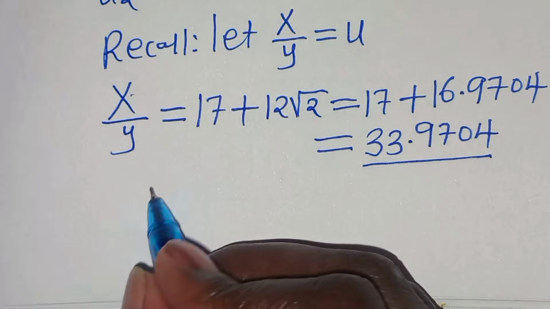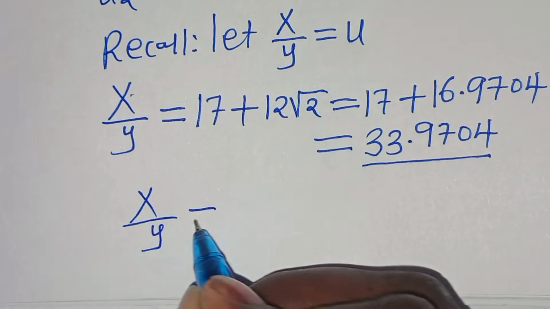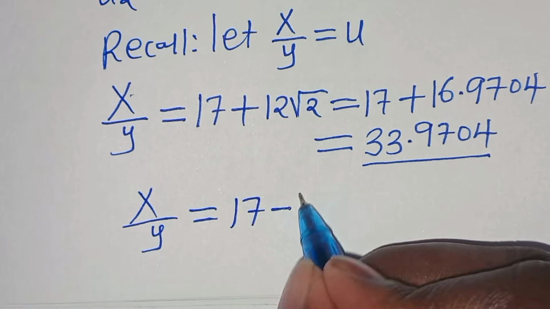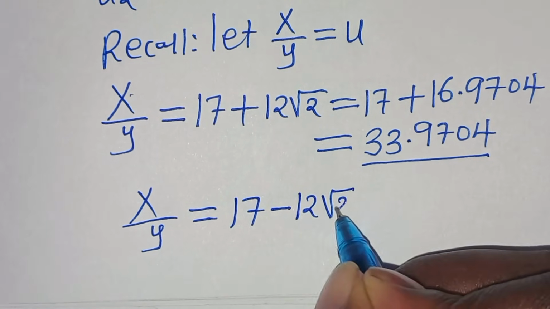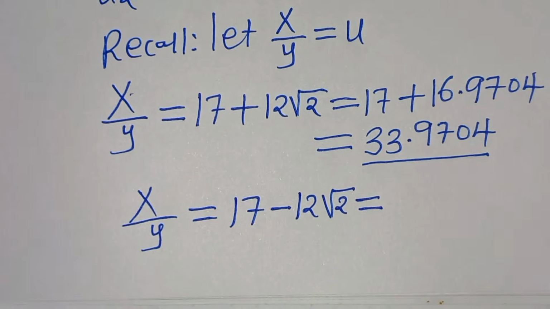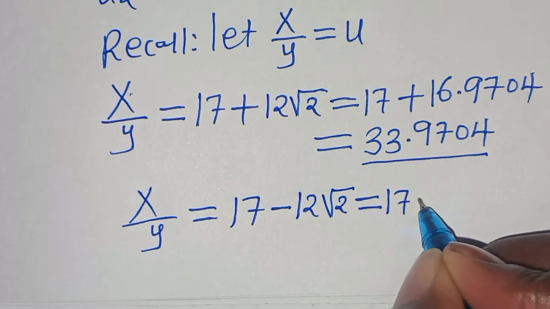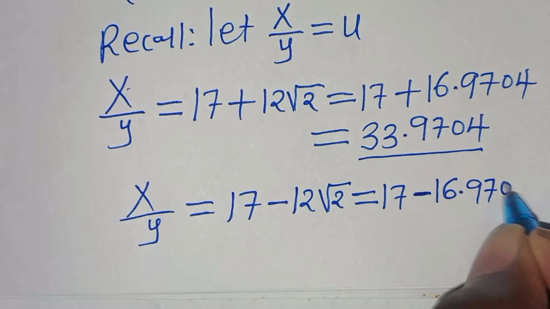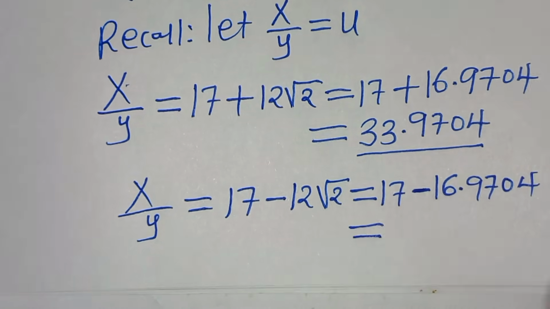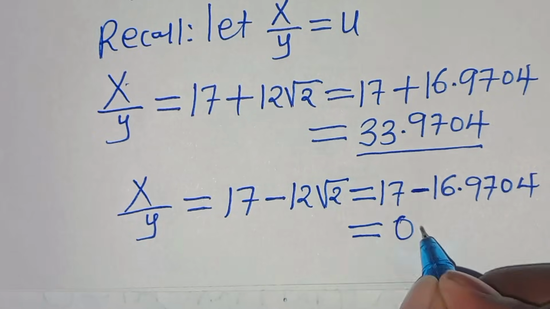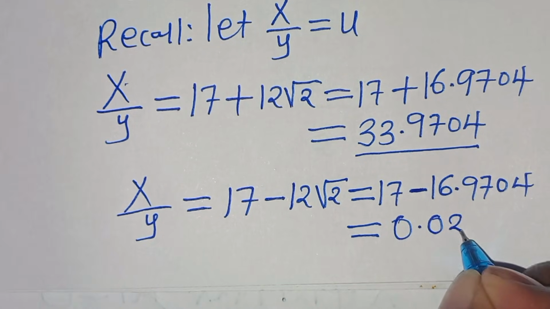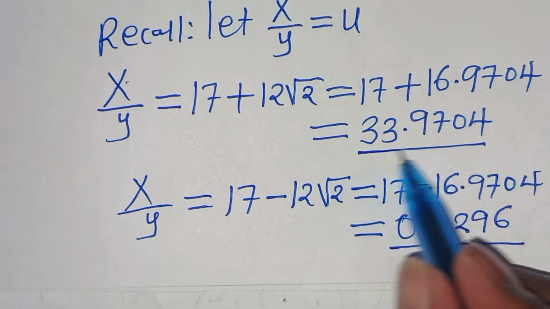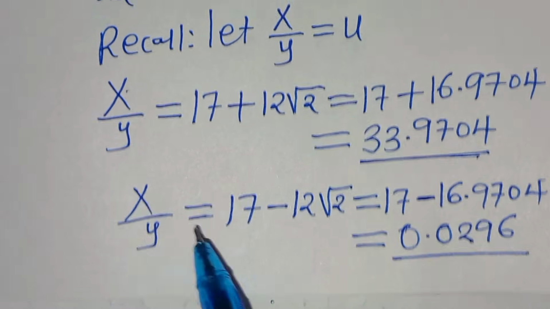The second solution of x over y, this is equal to 17 minus 12 multiplied by square root of 2. And this is equal to 17 minus 16.9704. And this is equal to 0.0296. So these are the two solutions for x over y.